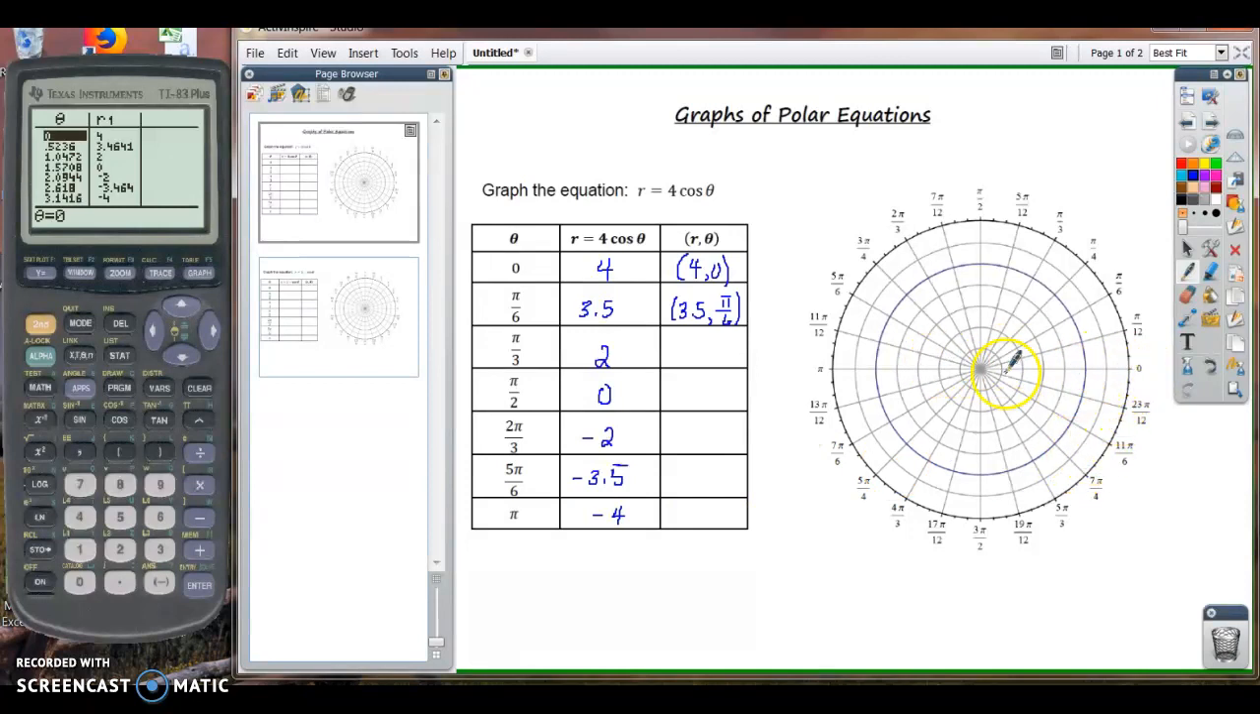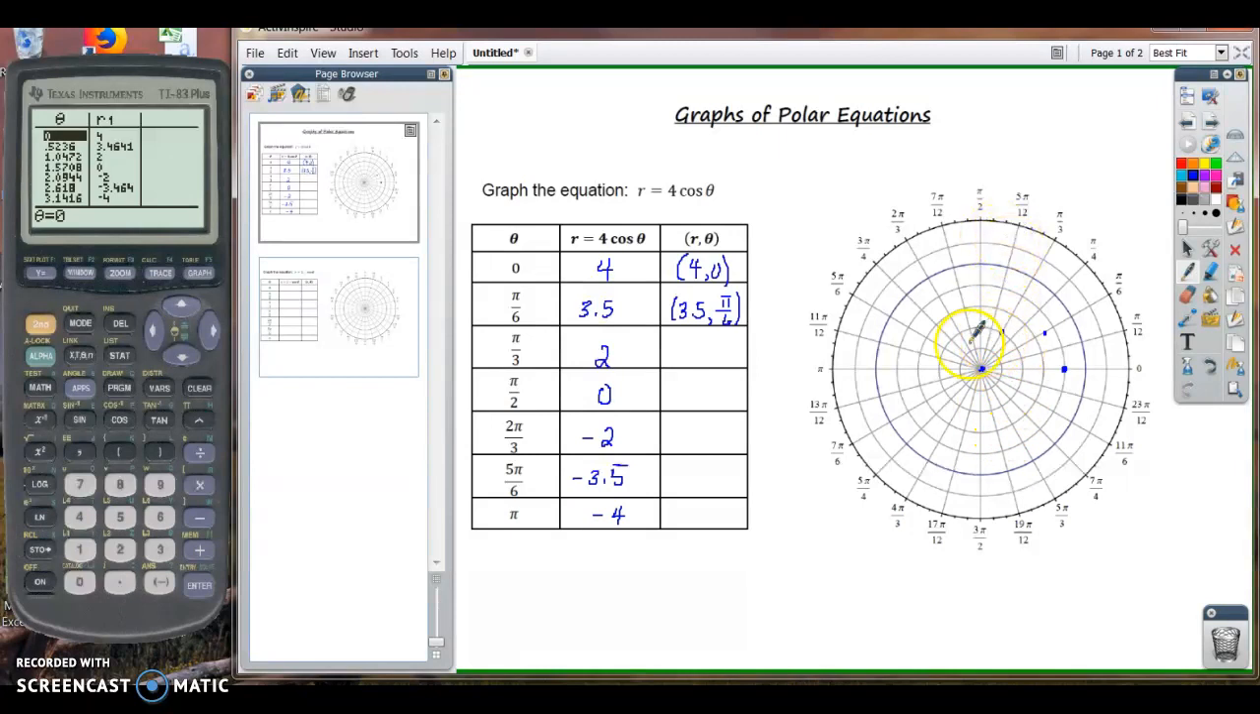So when theta is 0, r is 4, so I'm going to count out 4 from the pole. 1, 2, 3, 4. So there's my first point. At pi over 6, I'm at 3.5. At pi over 3, I'm at 2. 1, 2 is right here. At pi over 2, I'm at 0, so I'm right here.